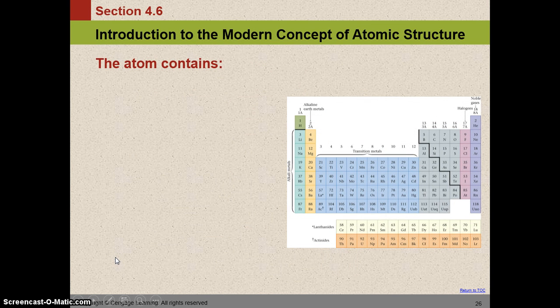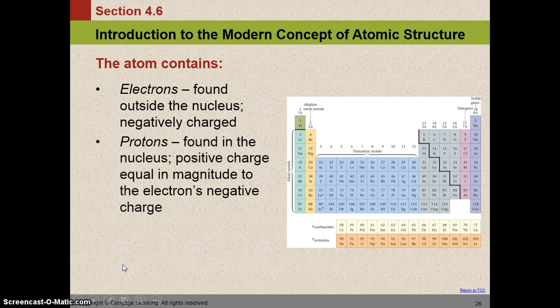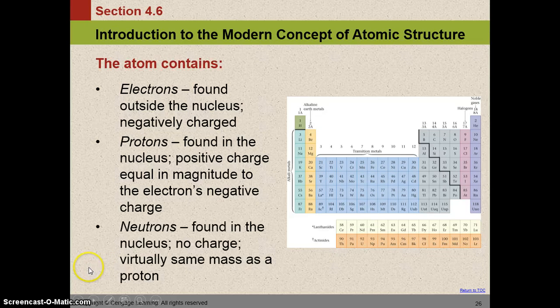So this leads us to the modern concept of atomic structure. According to everything we can put together, we have electrons that help make up an atom, and they're found outside the nucleus, and they're negatively charged. Protons are found inside the nucleus, and they have a positive charge that's equal in magnitude to the charge of the electron. Size-wise, they're very different. Neutrons are also found in the nucleus. They have no charge. They have almost the identical mass of a proton, and they have no bearing on whether an atom has a positive or a negative charge.